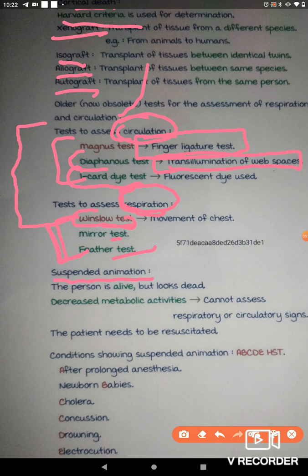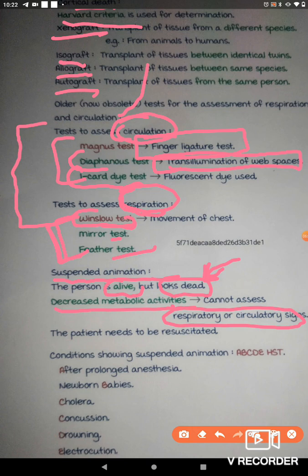What is suspended animation? The person is alive but looks dead. This is because of decreased metabolic activity, so we cannot assess respiratory and circulatory signs. The person looks as if he or she is dead, but is actually alive.